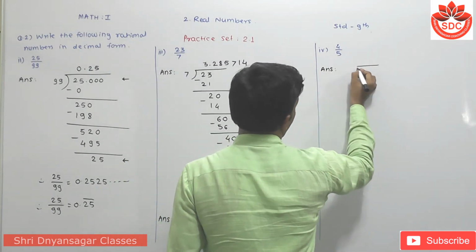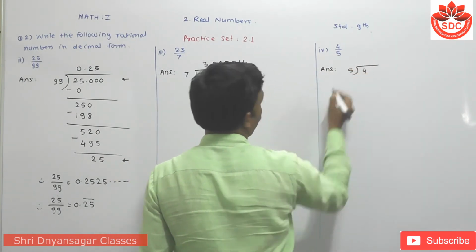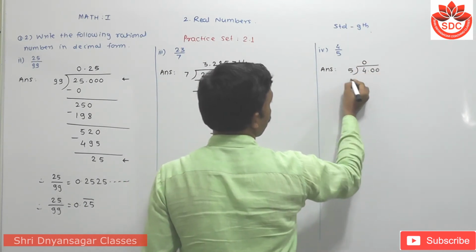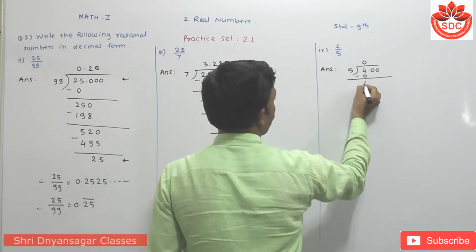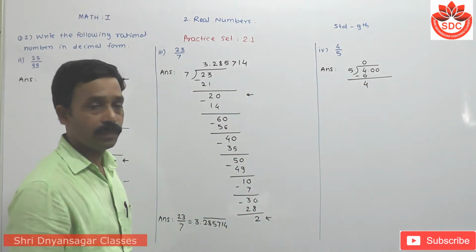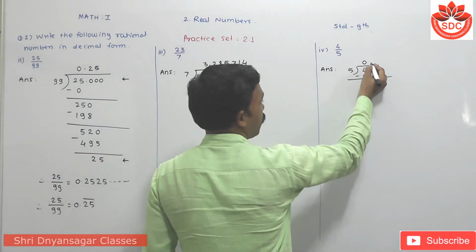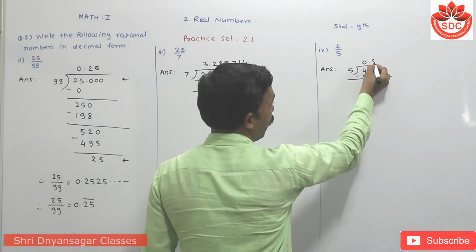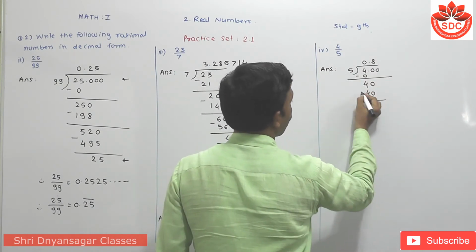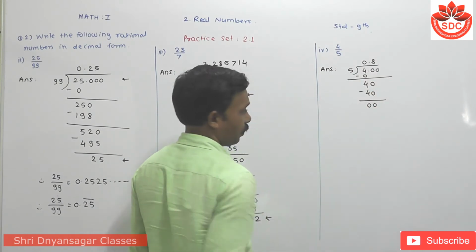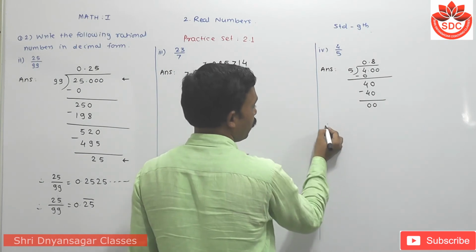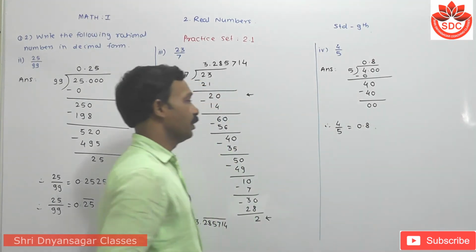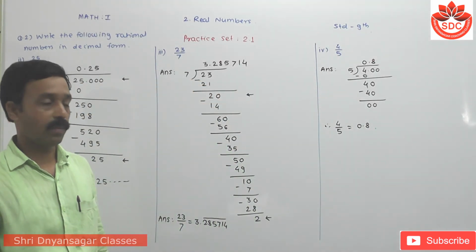4 divided by 5. First we have to divide it by 5, then it becomes 0. It becomes 4. Then take the decimal point here, it becomes 40. Then 5 eights are 40. Remainder is 0. Therefore, this is a complete division. Therefore, 4 upon 5 is equal to 0.8, the decimal form of 4 upon 5.